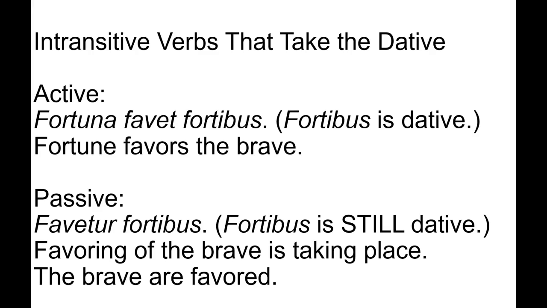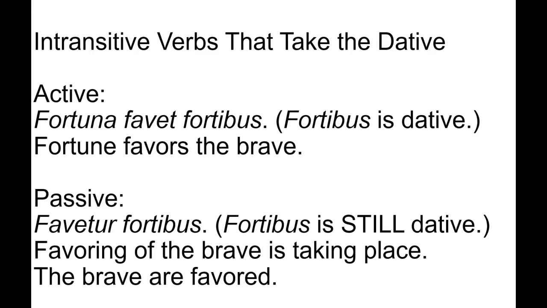Let's think about a special category of intransitive verbs: verbs that take the dative. These are going to be verbs like faveo, favere, to favor; persuadeo, persuadere, to persuade; noceo, nocere, to harm; occurro, occurrere, to meet. Let's look at the active voice version. Fortuna fauit fortibus. Again, fortibus is dative. Fortune favors the brave. So you might be expecting that we shouldn't be able to make a passive verb form of faveo because it's intransitive. But au contraire, there we have fauetur fortibus.